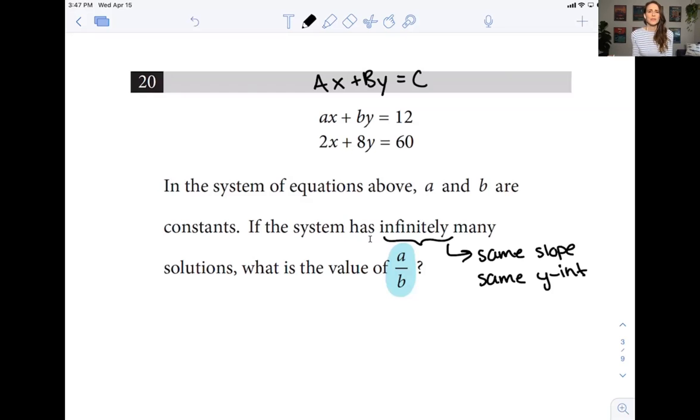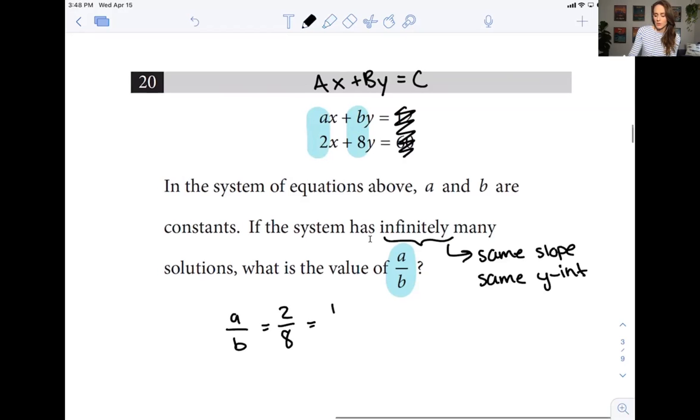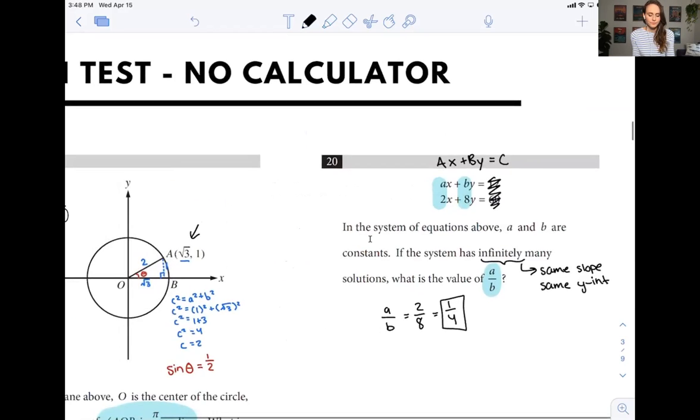And since I just want a over b, and that's the part of the equation that forms the slope, I'm just going to ignore my y-intercept over here because that's not what they're asking me for. And now when I zoom in, it becomes really apparent that a is going to be 2 and b is going to be 8, because remember, they have the same slope. So I can say that a over b equals 2 over 8 equals 1/4. And 1/4 is my final answer here.